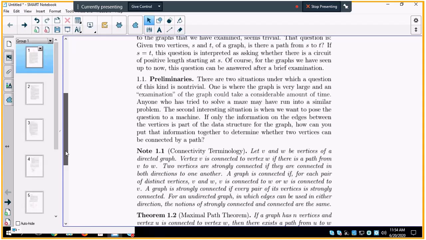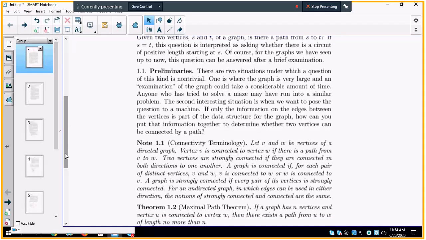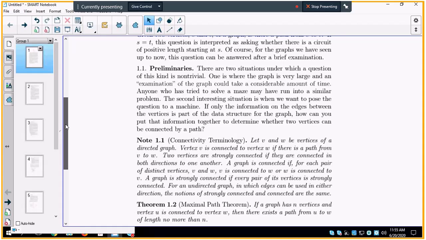There are two situations under which such a question is non-trivial. One is where the graph is very large and examination of the graph could take a considerable amount of time. The second interesting situation would be when we want to pose this question to a machine. If only the information on the edges between the vertices is a part of the data structure for the graph, then how can you put that information together to determine whether two vertices could be connected by a path?